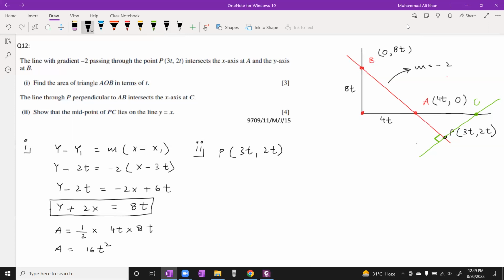Do we have the gradient of line AB? Beta, gradient of line AB is -2. Therefore, can I say that the gradient of line PC is 1/2, negative reciprocal, because AB is perpendicular to PC. Red line is perpendicular to green line. So if we have the gradient of red line, which is equal to -2, then the gradient of the perpendicular line, the green line, is the negative reciprocal, which is 1/2. Yes.